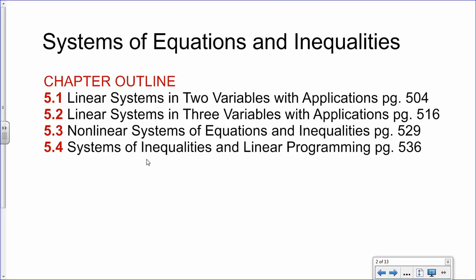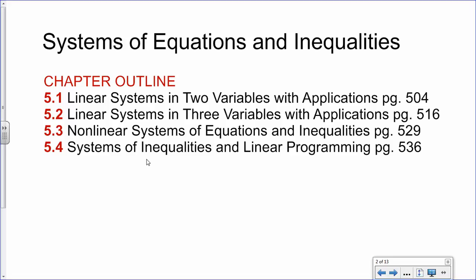And then Thursday and Friday we'll do 5.2. So 5.2 is 3 variables. So it'll be x, y, and z. So it'll be 3 variables and 3 equations. We will quiz after that. So next Tuesday we will quiz.